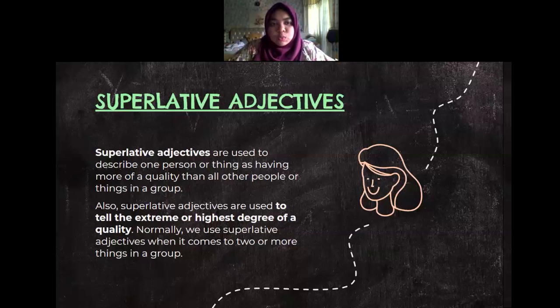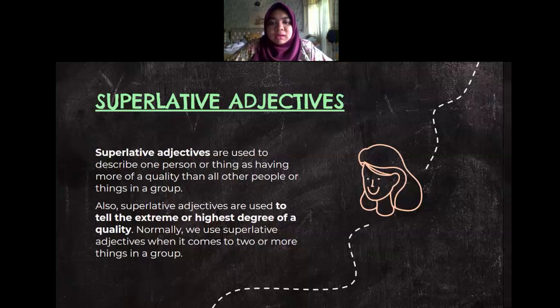As you can see here on the screen, I will continue with the next part of our lesson, which is superlative adjectives. But before that, what is a superlative adjective? Superlative adjectives are used to describe one person or thing as having more of a quality than all other people or things in a group. Also, superlative adjectives are used to tell the extreme or highest degree of a quality. Normally we use superlative adjectives when it comes to two or more things in a group.